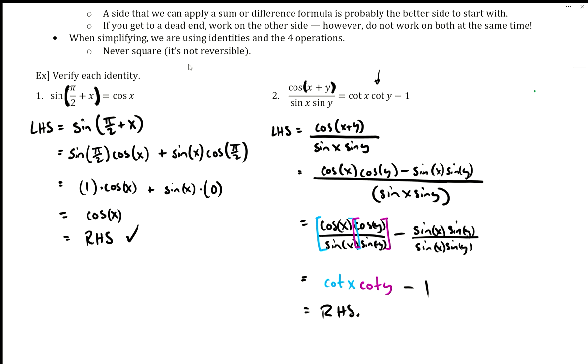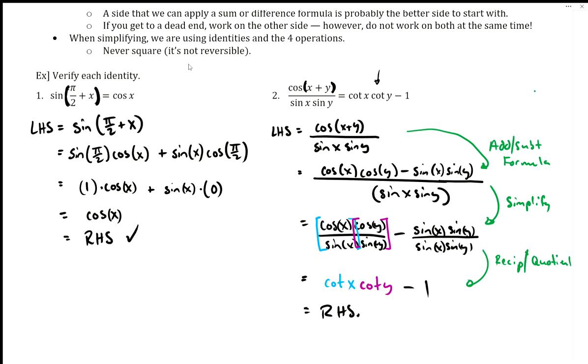In the green, it might say, from this step to this step, I did an addition formula, or they might say addition or subtraction formula, or identity. And then from this step to this step, it is just doing some algebraic rules. They might just say simplify. And from this step to this step, it was a combination of the reciprocal or quotient identity for the left term, and then the right term was just simplify.